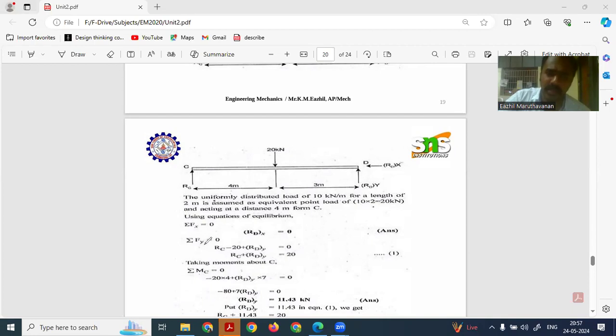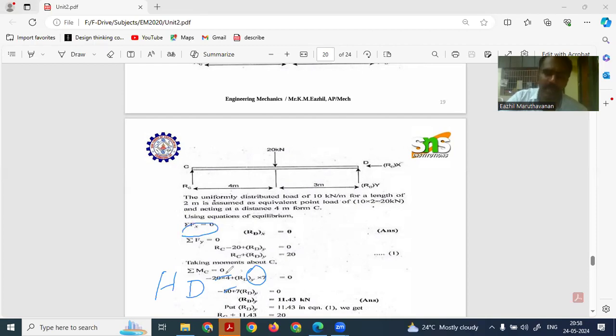Here, the horizontal force is acting towards the left side. That is only one force. We have taken it as sigma Fx, HD. Therefore, HD is equal to 0. Here it is given sigma Fx is equal to 0, and sigma Fx is only the HD force.